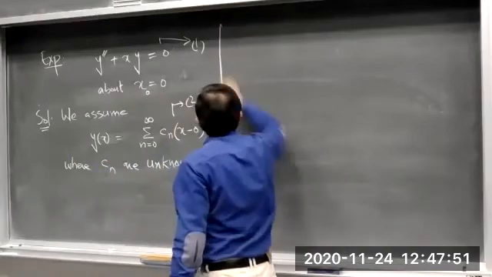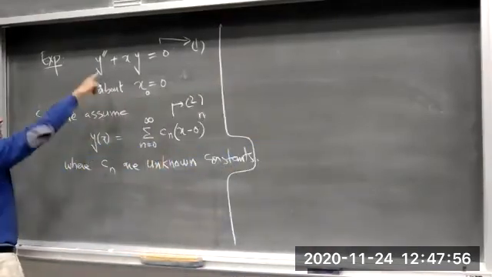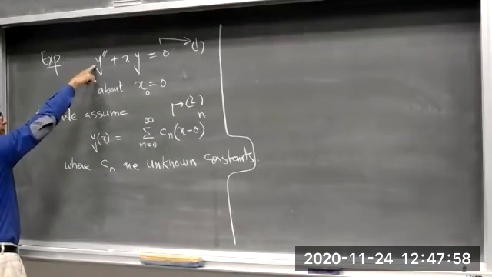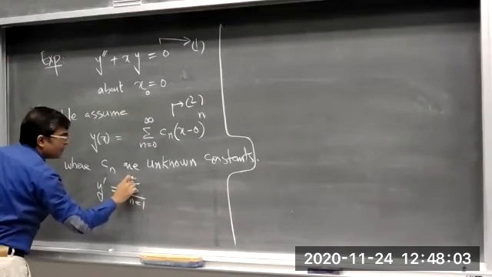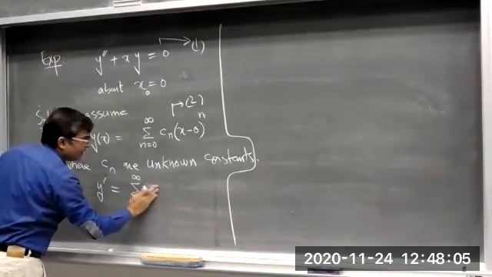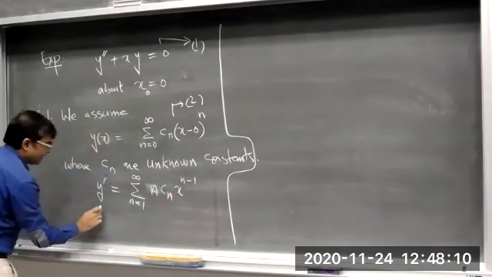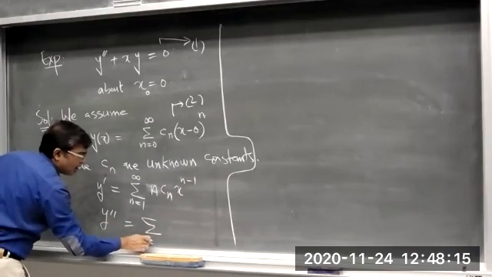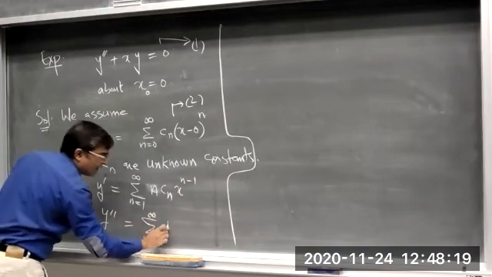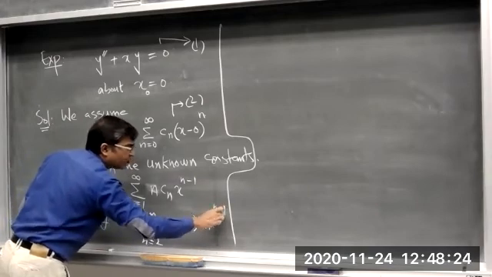Now we take the derivatives of this power series. How many derivatives do we need? We need 2 derivatives. The first derivative is summation n from 1 to infinity n cn x power n minus 1. And the second derivative must be summation n from 2 to infinity n into n minus 1 cn x power n minus 2.